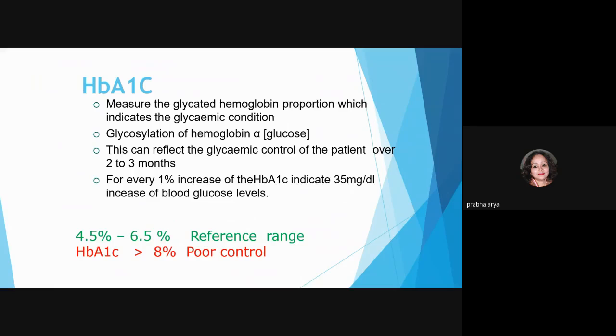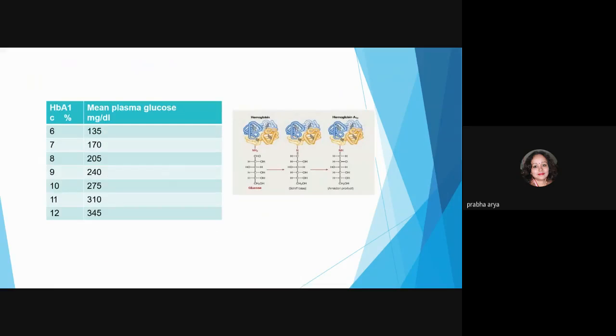Hemoglobin is glycosylated, and this can reflect the glycemic control of the patient over 2 to 3 months. So for every 1% increase of the HbA1c, it indicates a 35 mg per deciliter increase of blood glucose level. When blood glucose levels are elevated for a prolonged period of time, glucose attaches to the hemoglobin in red blood cells to form glycated hemoglobin, which is often called hemoglobin A1c.